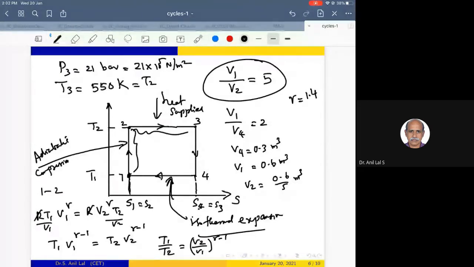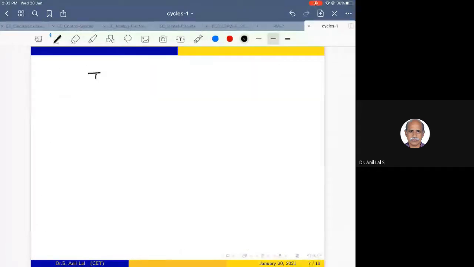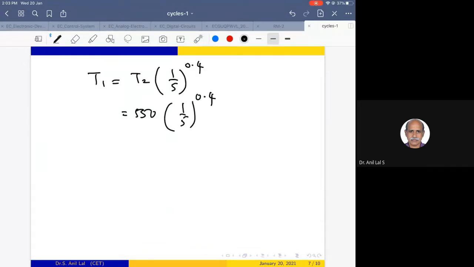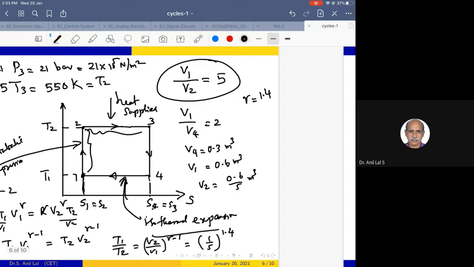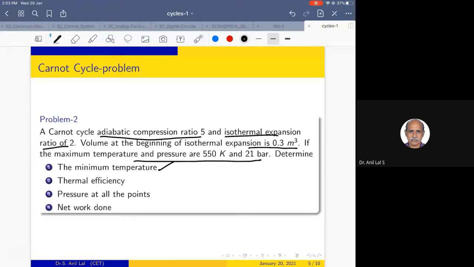Okay, so V2 by V1 is 1 by 5. So 1 by 5 raised to 1.4. And T2 is known, T2 is 550. Then what is T1? T1 is equal to T2 into 1 by 5 raised to 0.4. That becomes 550 into 1 by 5 raised to 0.4. You use the calculator, and this is in Kelvin, so you will get it in Kelvin. So the minimum temperature in the cycle is obtained.